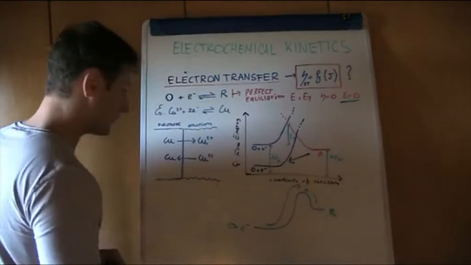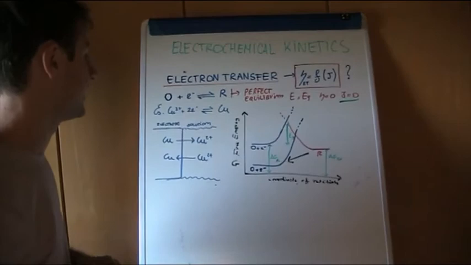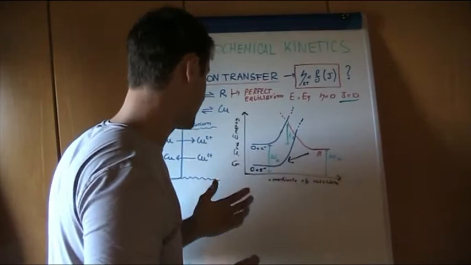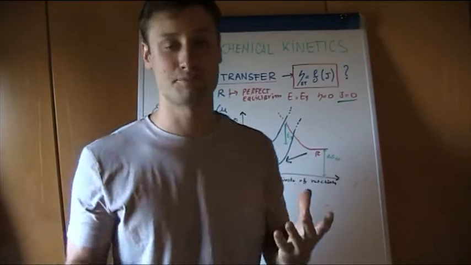Now, I've said previously that the current can be seen as something that describes the speed of the process. But how is it possible? What does it mean?